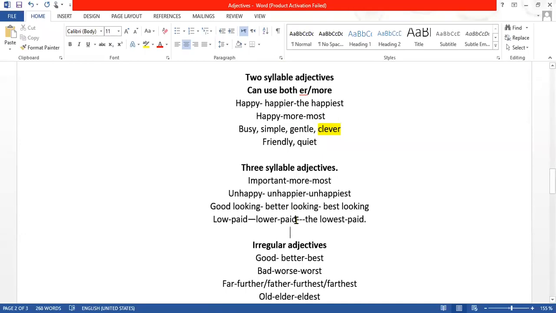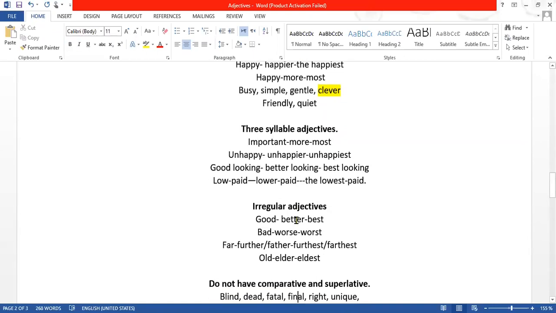And then we have these three syllable words. You see, important has three syllables. So we mostly use more with it and most with it. You already know, for example, intelligent has more than two syllables. So we can add more with it and most with it. Do you get it?